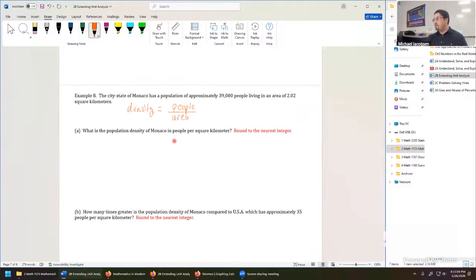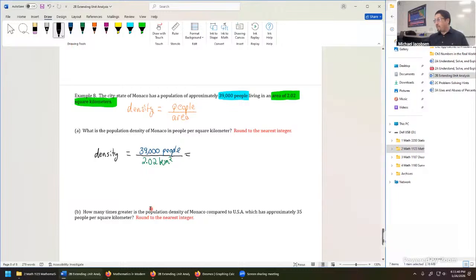citing the formula that we see above, we'll write out the density of Monaco, or just density for short, will be the number of people. We have approximately 39,000 people. Divide by the area. We have an area of 2.02 in square kilometers. So we'll write in 2.02 km squared. And it's kind of a nice problem because now all we have to do at this stage is just divide.